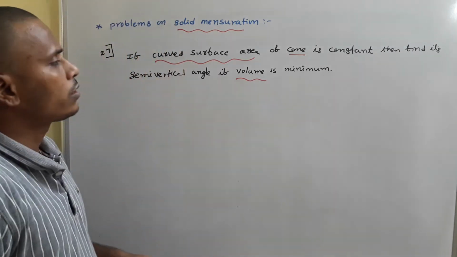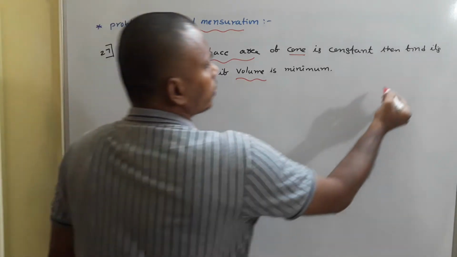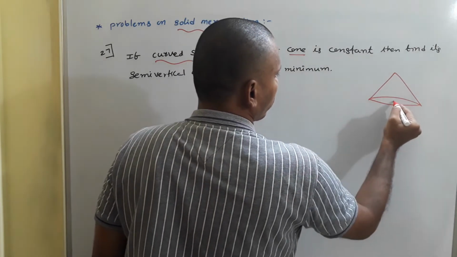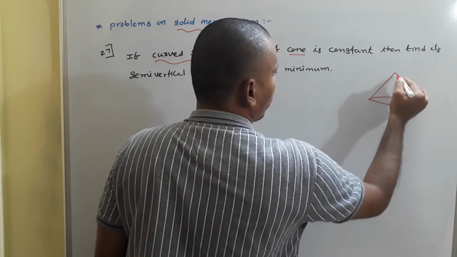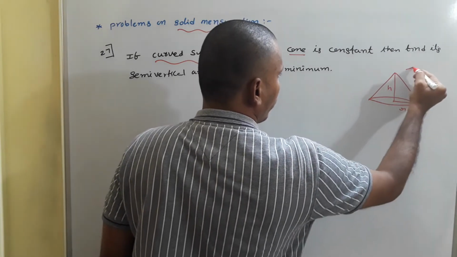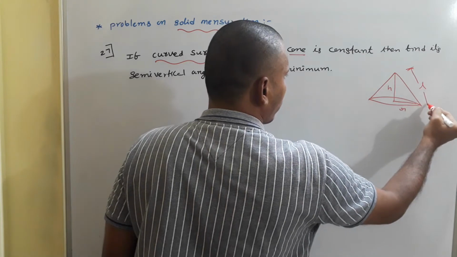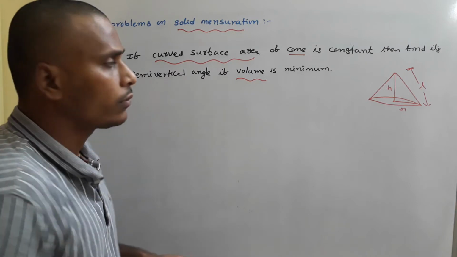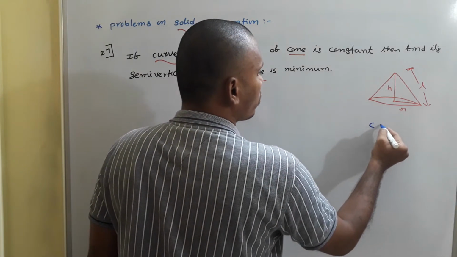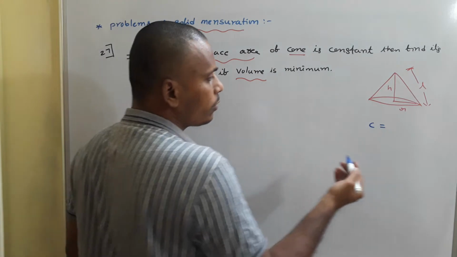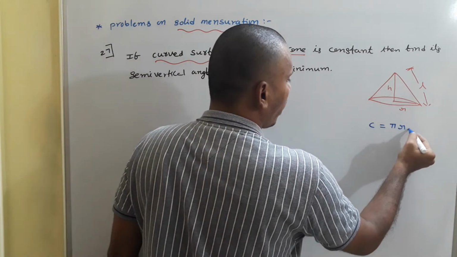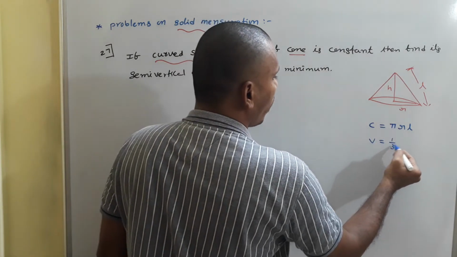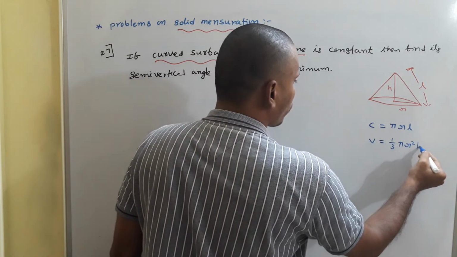Okay. See, if this is a cone with base radius r and height h, we usually consider this length as the slant height of the cone. Base radius, height and slant height. Then the curved surface area of the cone, CSA, is represented by the letter C, which is pi r L. Curved surface area is pi r L. As well, the volume of the cone is 1/3 pi r square h.